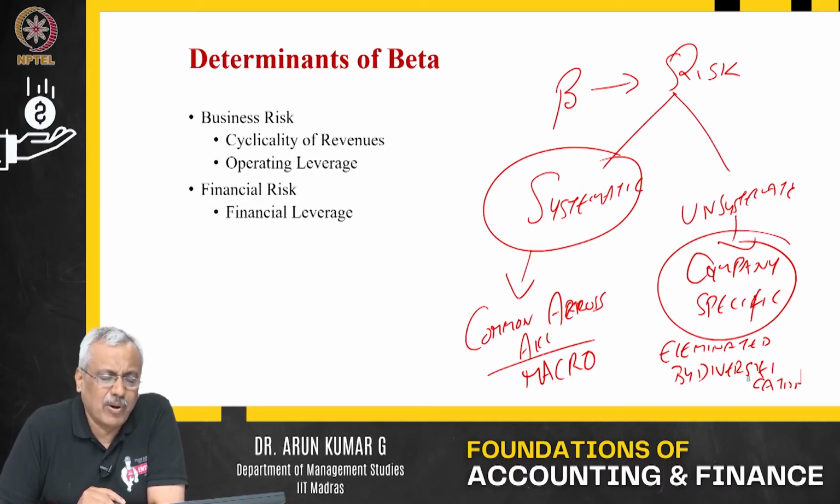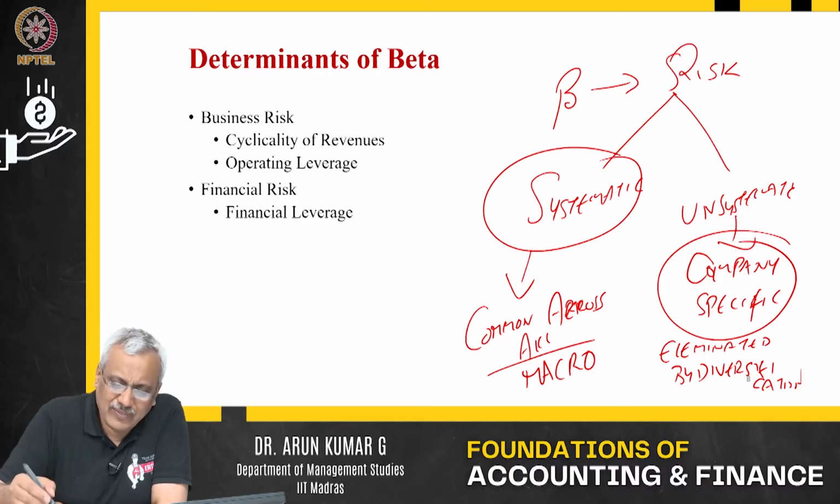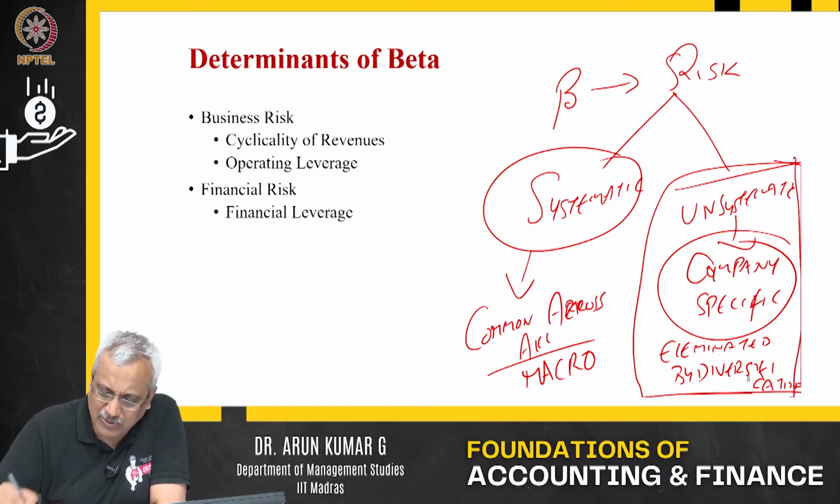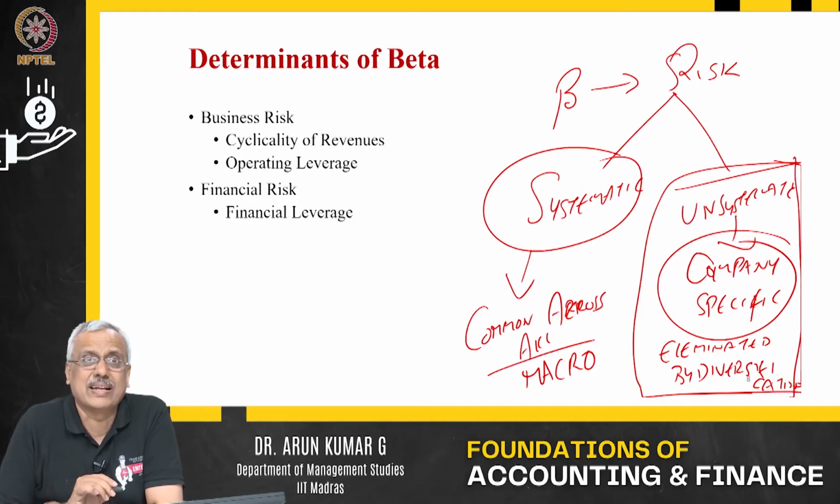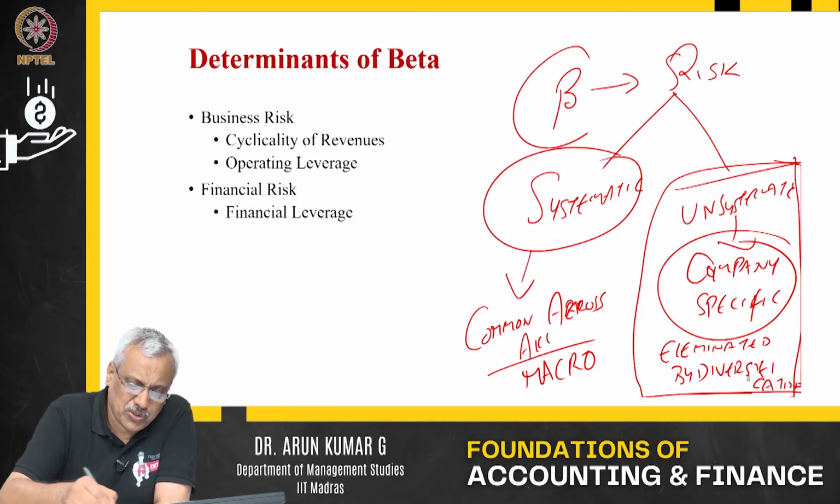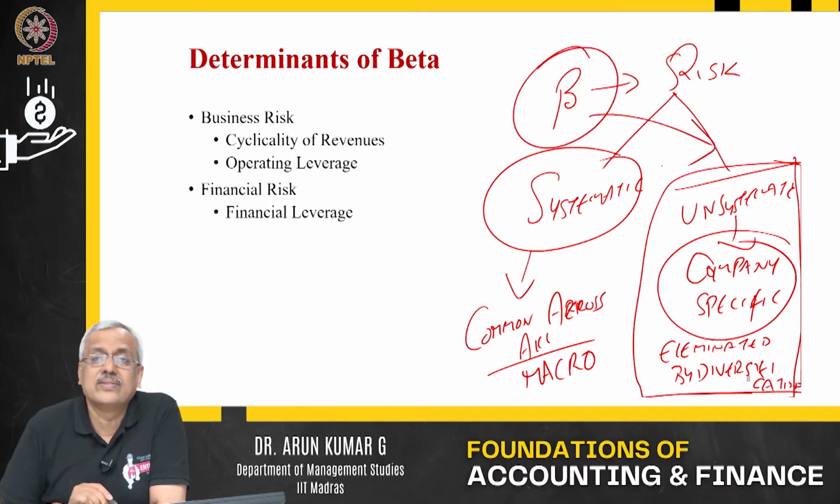So we are talking about these aspects. We are going to talk more and more about the unsystematic risk, not the systematic risk, because with systematic risk we are not looking at elimination. We are going to talk only about the unsystematic risk portion of it. So that is what constitutes your beta in this particular case.